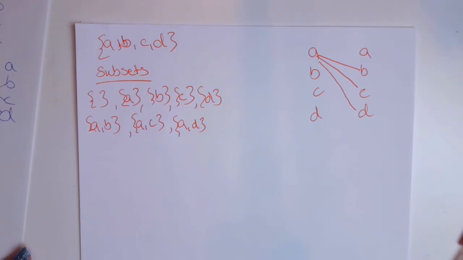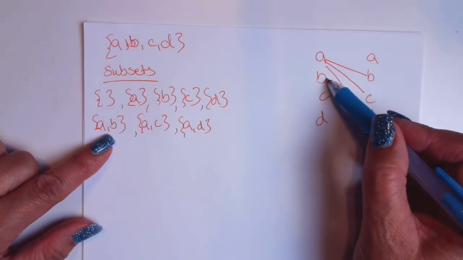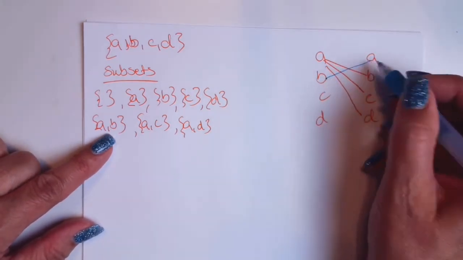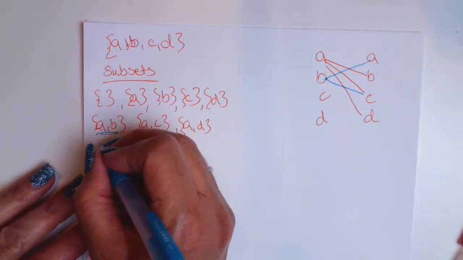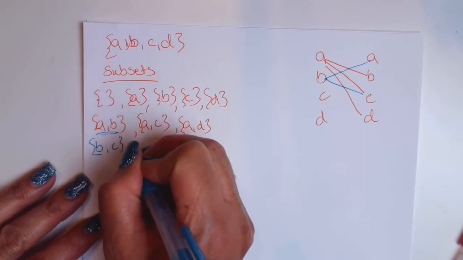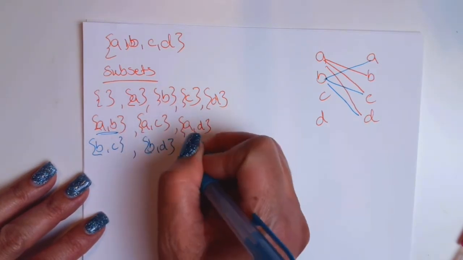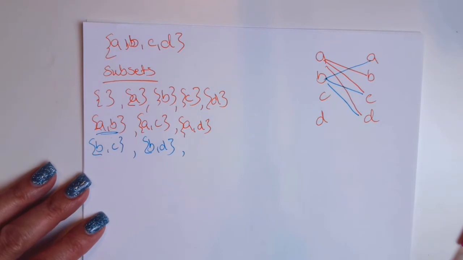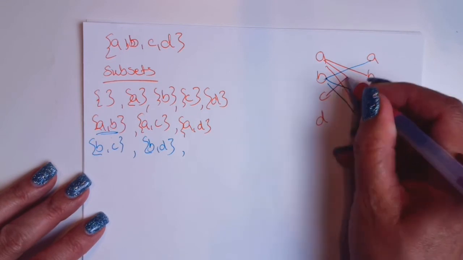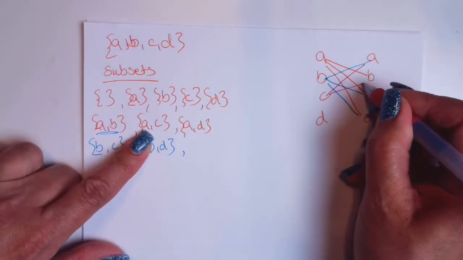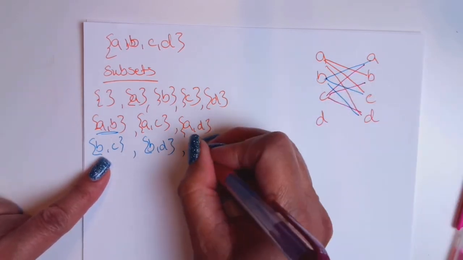Okay, next I'm going to pull B. I already have AB, so I don't need to write that down. It is already here. BC is here. And then BD. Okay, next we have C. CA is already here. CB is here. CD is not on here.